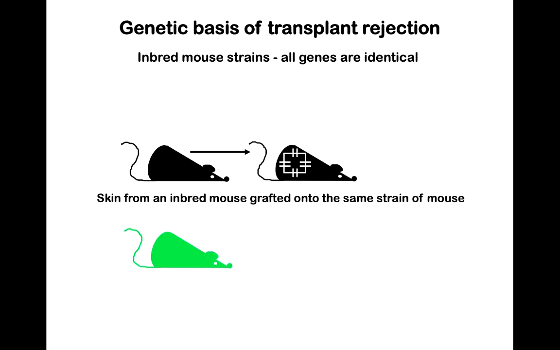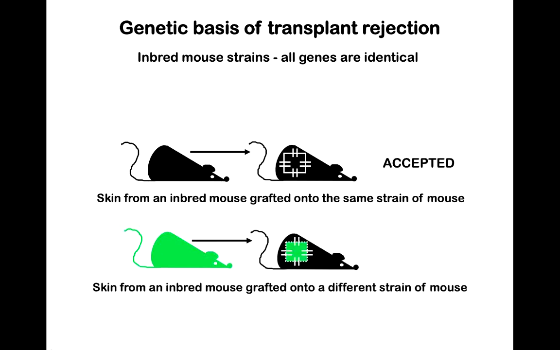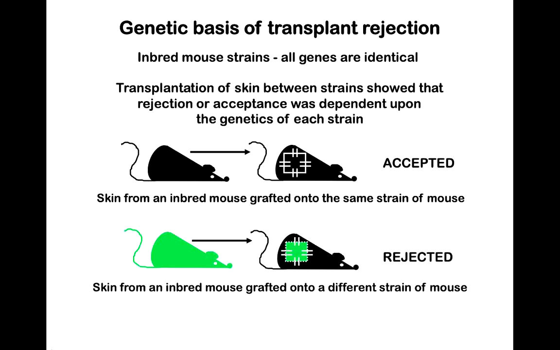However, if skin from one inbred strain of mouse is grafted into a different strain of mice, then it is generally rejected. So, between syngenic mice, or inbred strains that are genetically identical, the grafts are generally accepted, whereas skin from one inbred strain transplanted into another inbred strain is generally rejected.